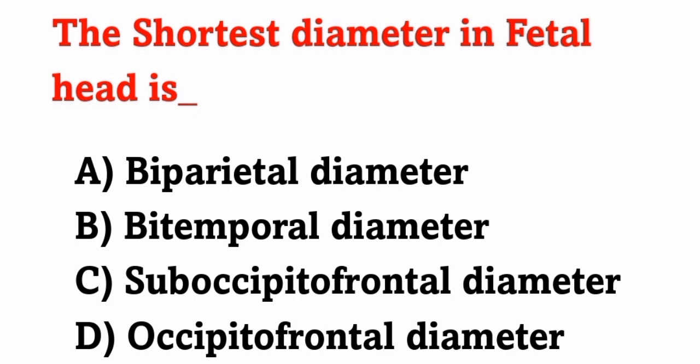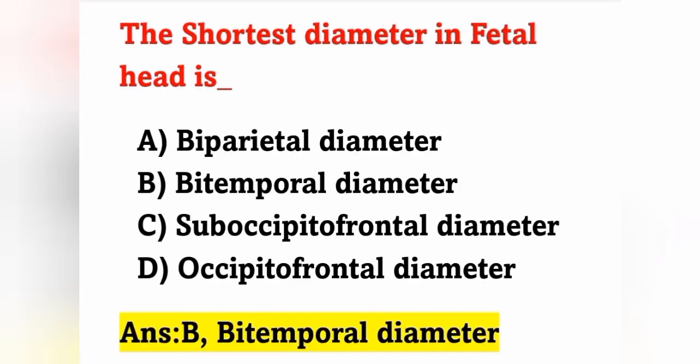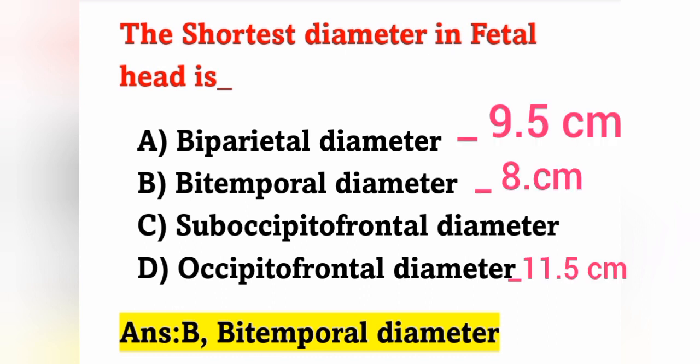The shortest diameter in fetal head is? Option A biparietal diameter, option B bitemporal diameter, option C suboccipitofrontal diameter and option D occipitofrontal diameter. The correct answer is option B, bitemporal diameter. Biparietal diameter is 9.5 centimeter, bitemporal diameter is 8 centimeter, that is the shortest diameter, and occipitofrontal, option D, is 11.5 centimeter.